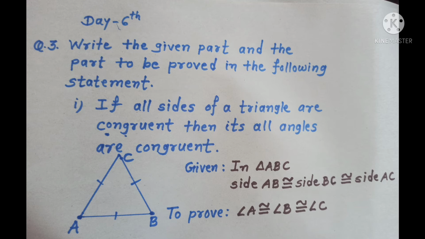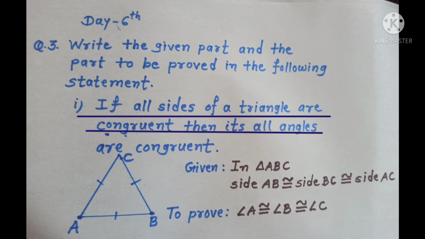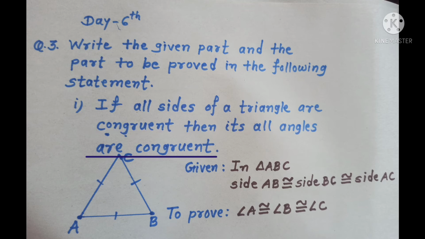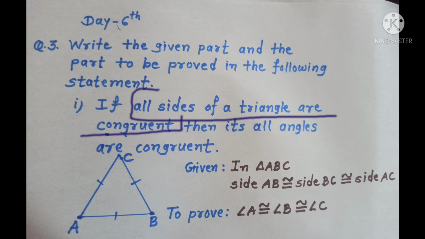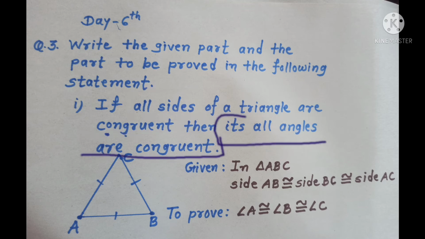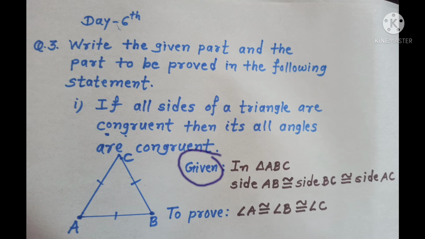Now read the given statement carefully. If all the sides of a triangle are congruent, then all its angles are congruent. Here this part is the antecedent part and this part is the consequent part. Antecedent part means the given part and consequent part means what is to be proved.